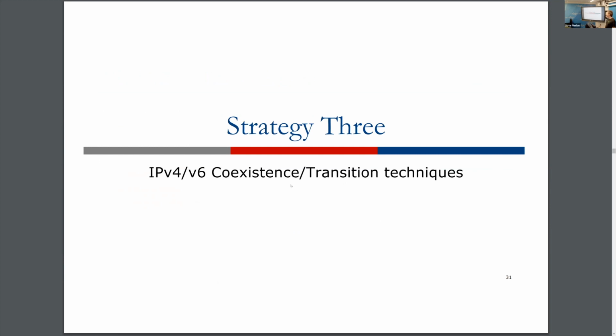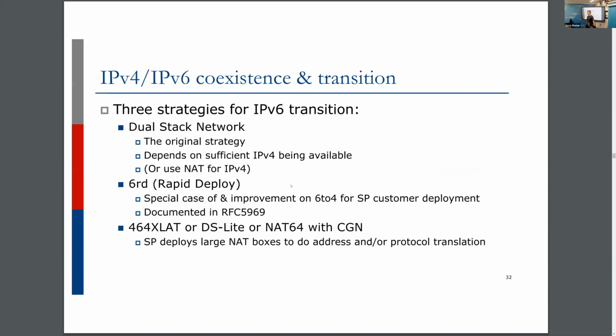So what about strategy 3? What if we do some sort of V4, V6 coexistence? We've got 3 options here. We can either go for a full dual stack, so all of my clients have V4 and V6 available, and all of my networking kit can do V4 and V6. Or I can do NAT for V4 and just natively route my V6.